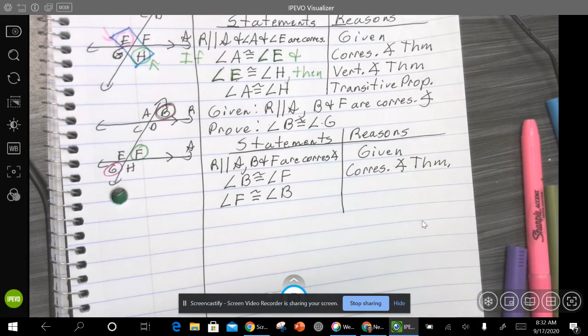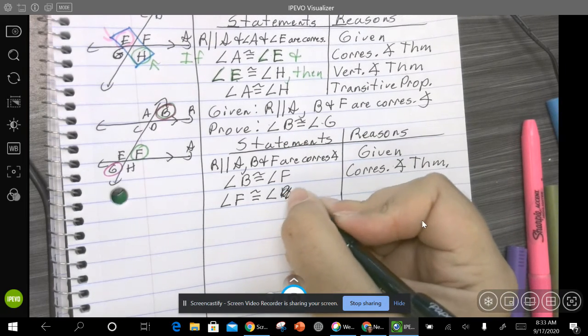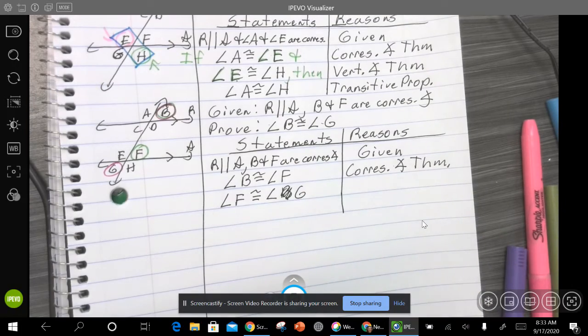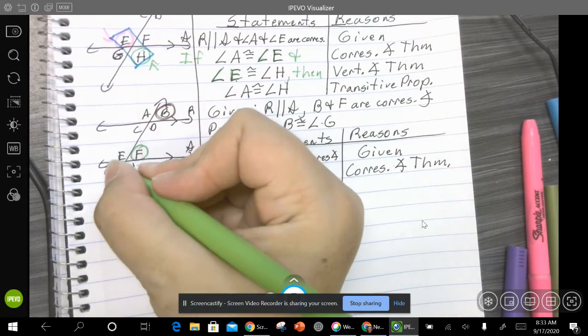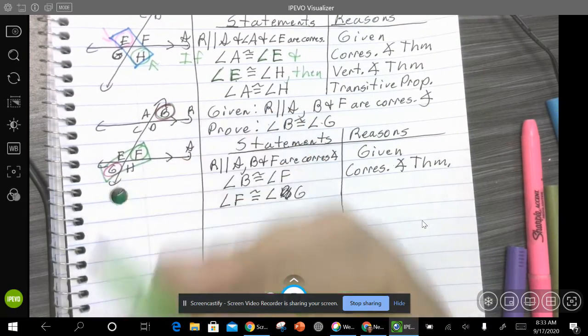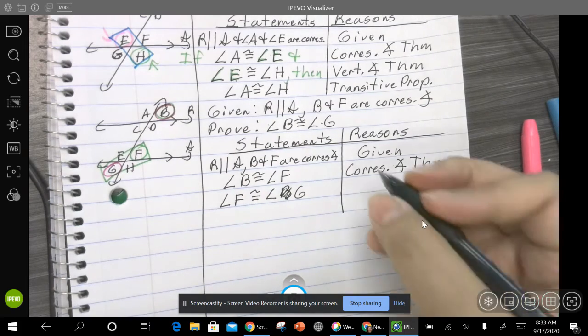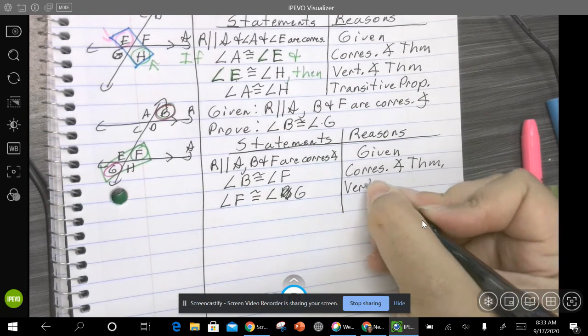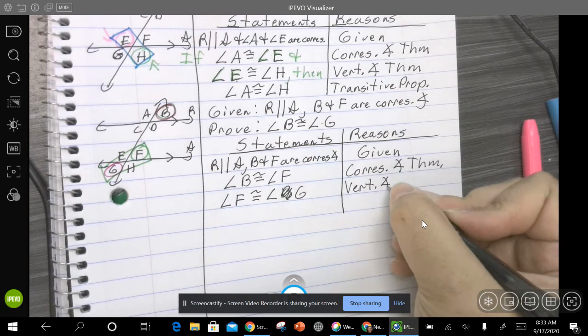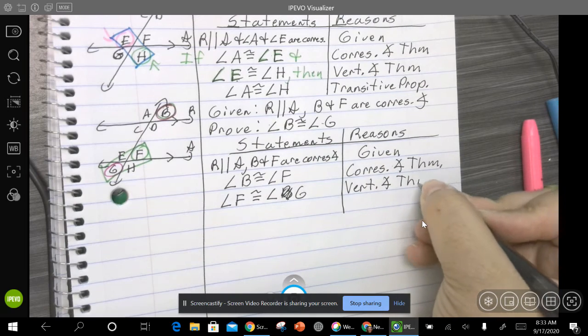Sorry, I should have put G. I'm looking and I'm like, F is not near there. Okay, so F and G. Sorry, everybody, F and G. So these two. And they are across from each other, so they are vertical angles. So that's by our vertical angles congruence theorem.